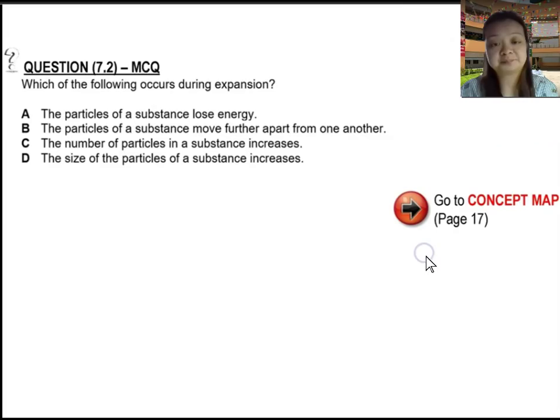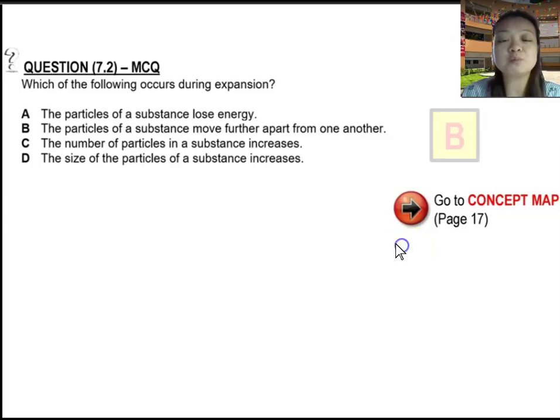All right? Okay, so to end off the lecture, we are going to do two things. Number one, I'm going to ask you to look at question 7.2 under your MCQ. You may want to have a look at this question and complete it. So you may want to pause the video now.